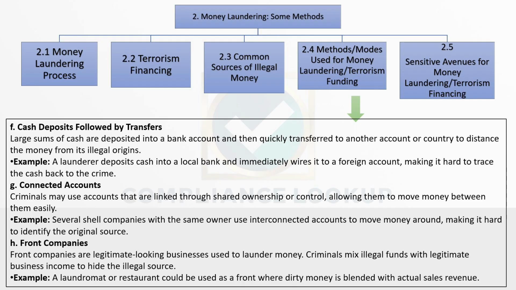Example, a criminal operates a laundromat or restaurant as a front business. While the business does earn real income, the criminal mixes illegal money from drug sales into the company's daily cash flow. Since laundromats and restaurants often deal with large amounts of cash, it becomes easy to disguise the illegal funds as part of the business's legitimate earnings, making it hard for authorities to distinguish between the two.